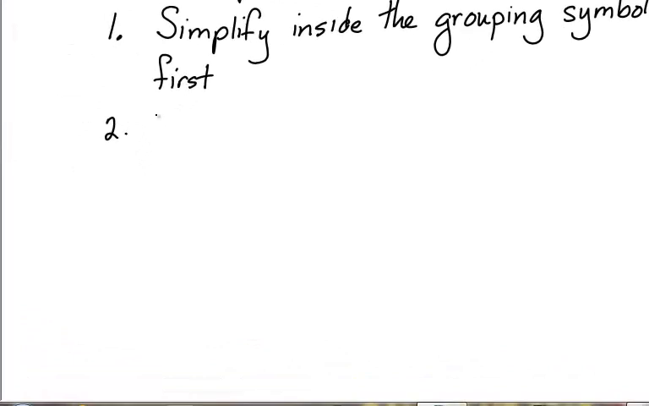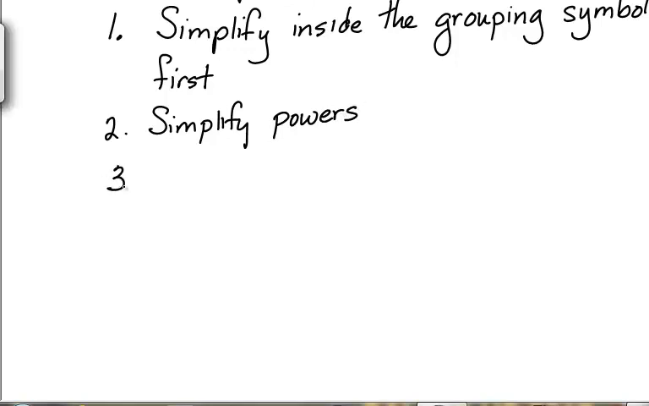Okay, the second is to simplify any powers. So that's any exponents. The third step in simplifying an expression is to simplify multiplications, and you can abbreviate it. Simplify multiplications or divisions. You can abbreviate that.